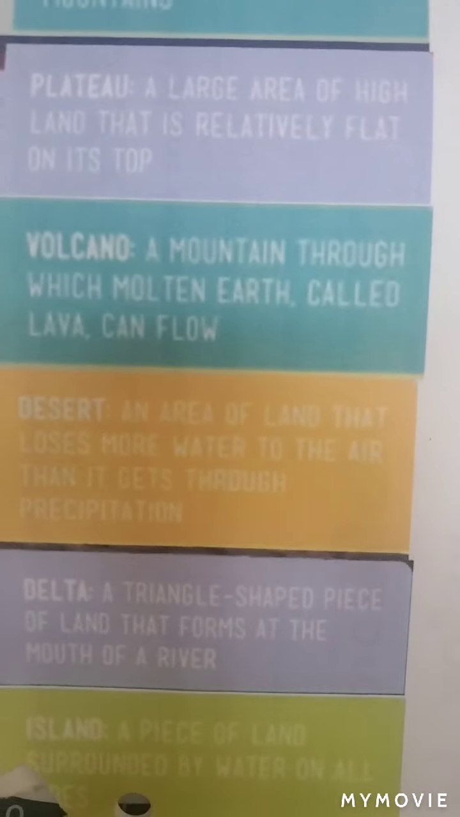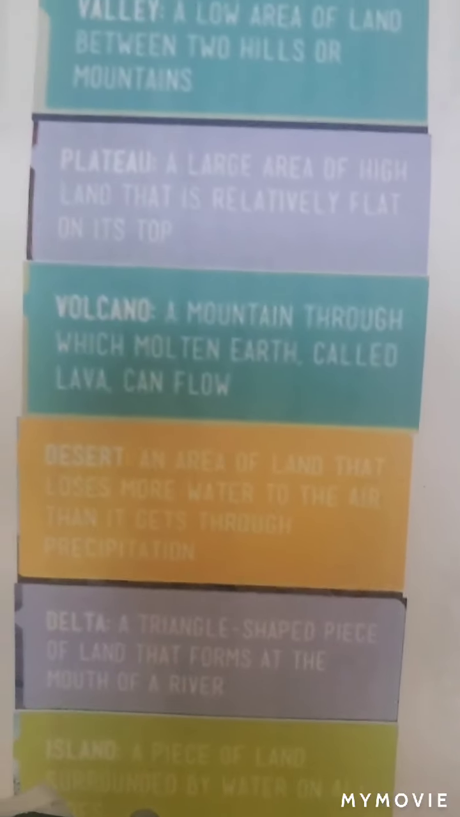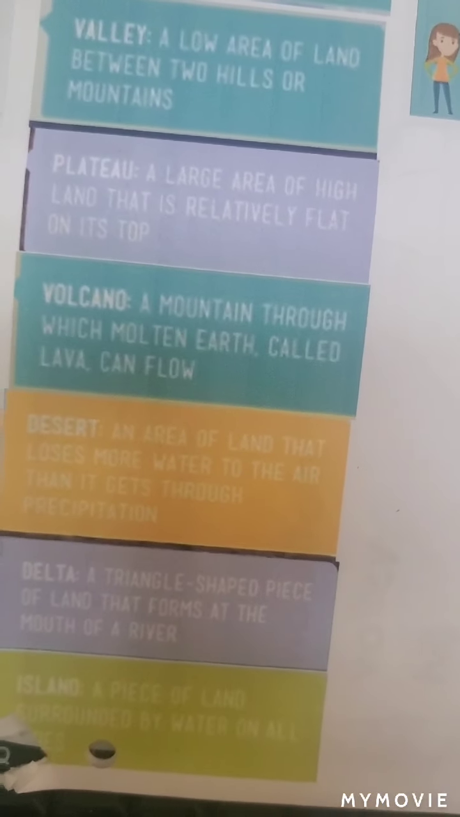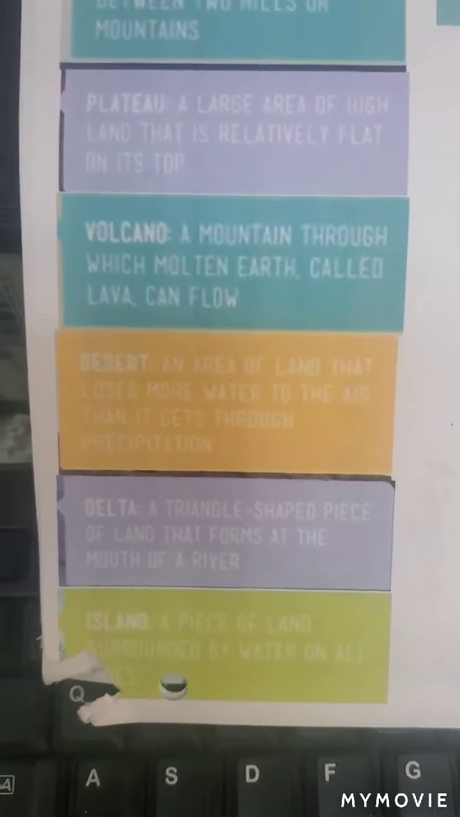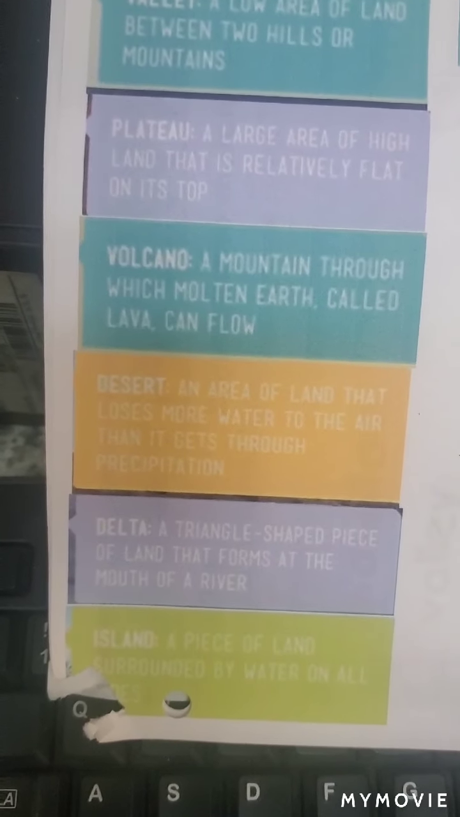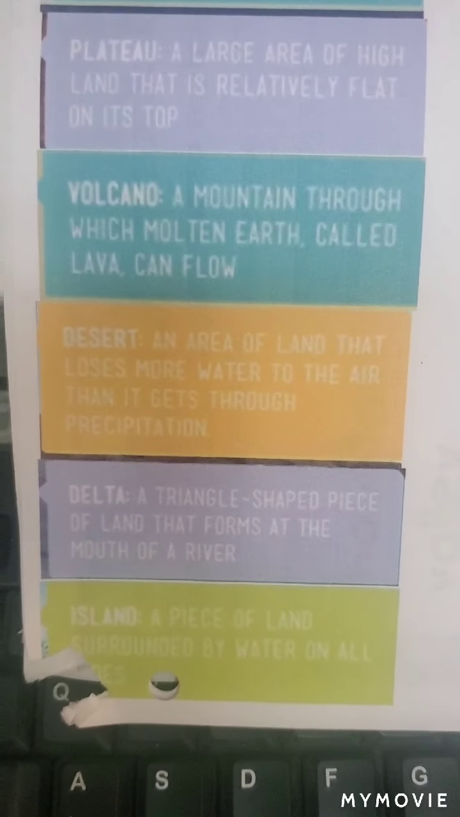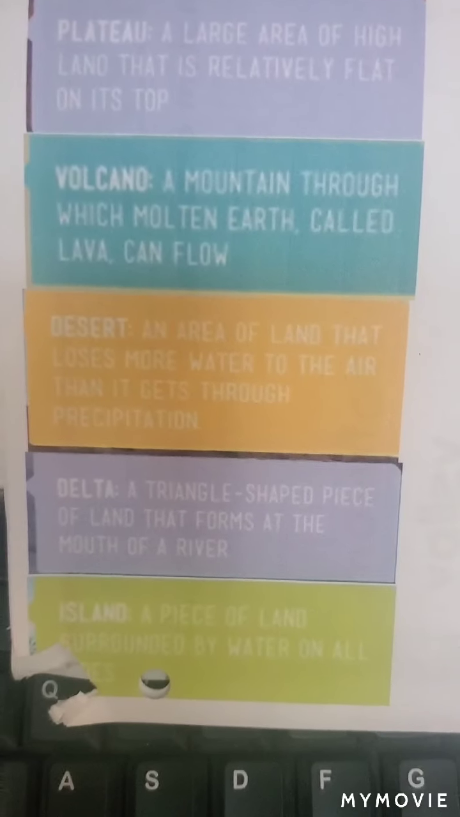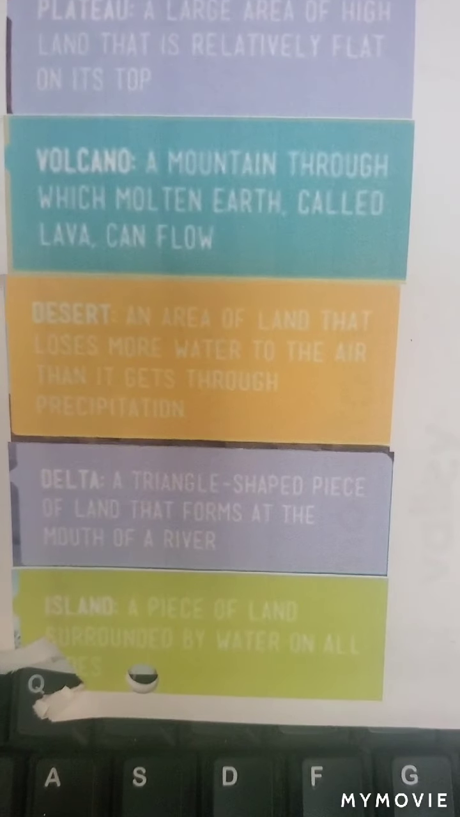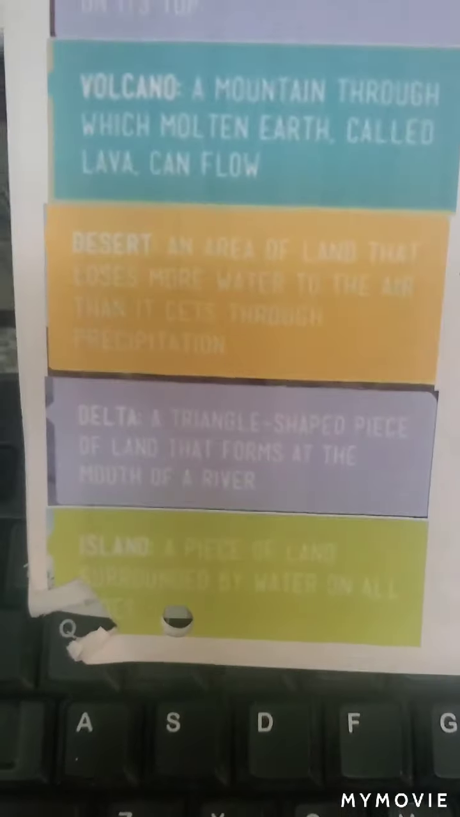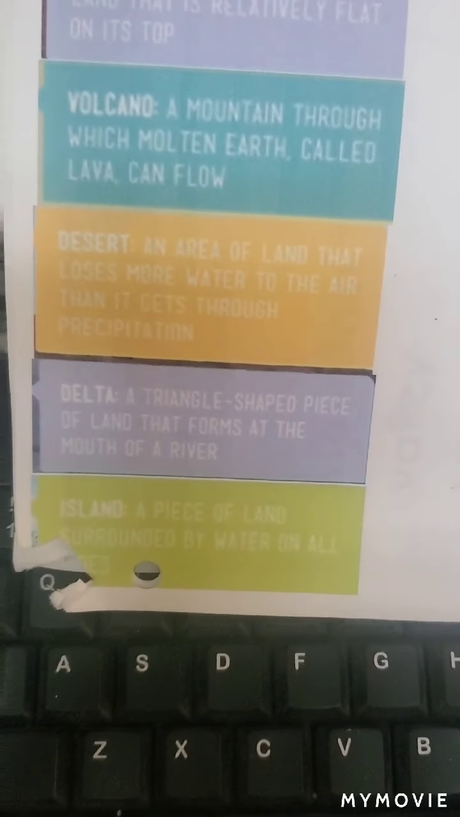And then we have a desert. And the desert, it's hard for me to read this one, an area of land that loses more water to the air than it gets through precipitation. So that means more water evaporates than actually it rains. So that's why it's so hot and dry. Then we have a delta, which is a triangle-shaped piece of land that forms at the mouth of a river. Then we have an island, and it's a piece of land surrounded by water on all sides.